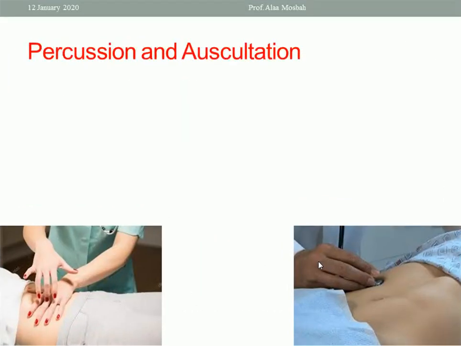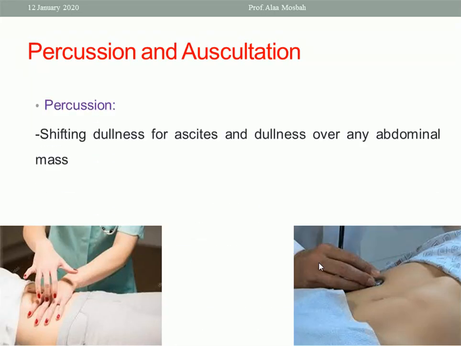Percussion and auscultation for shifting dullness in case of ascites, and we see sometimes with ovarian tumor, especially the malignant one, ascites, also in Meigs syndrome, which is ovarian fibroma associated with ascites and right side hydroceles. So do shifting dullness for ascites as you see in the picture.